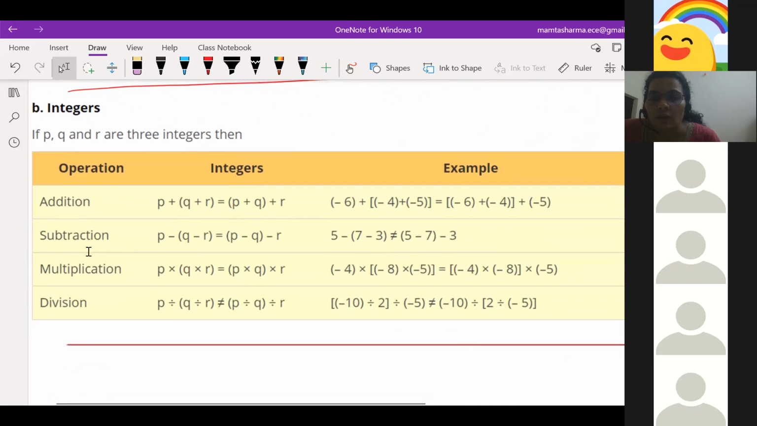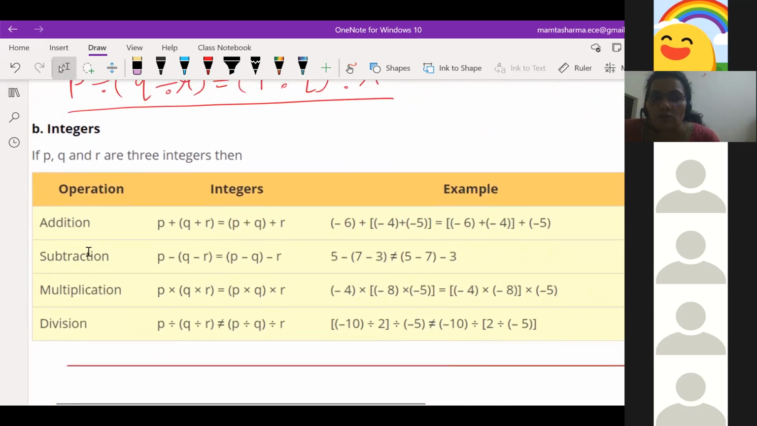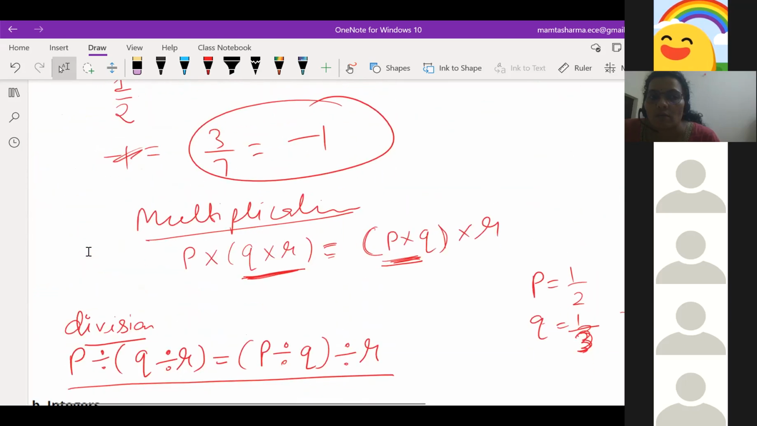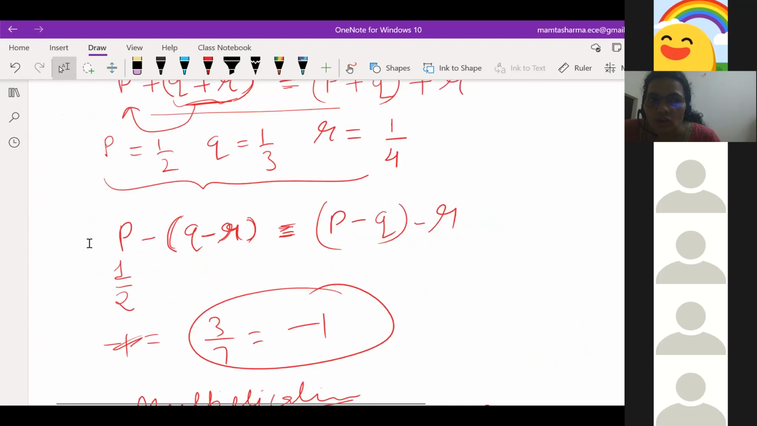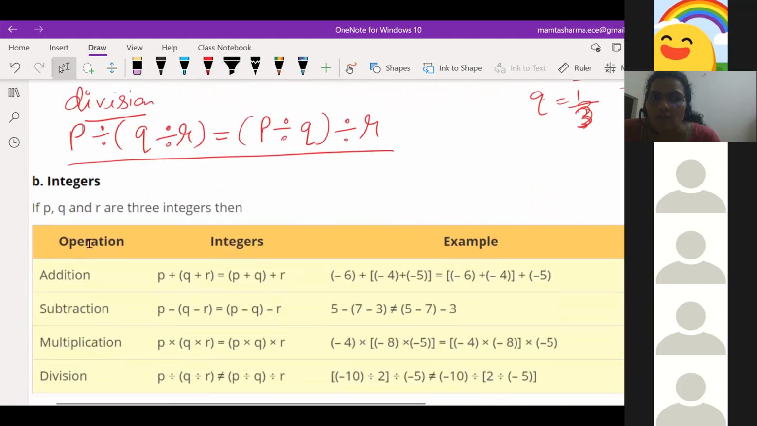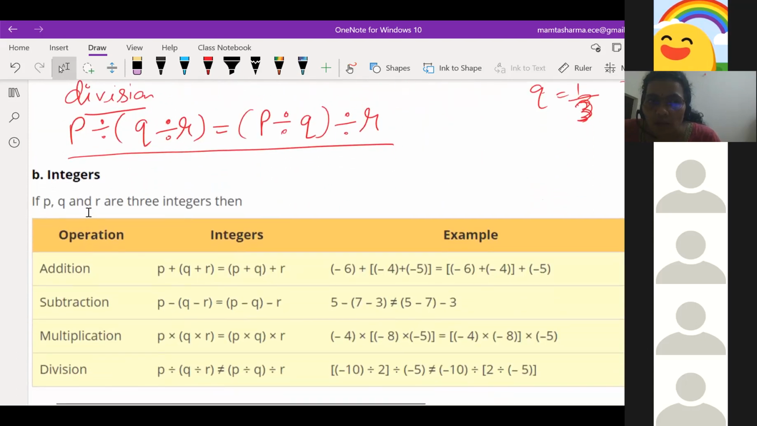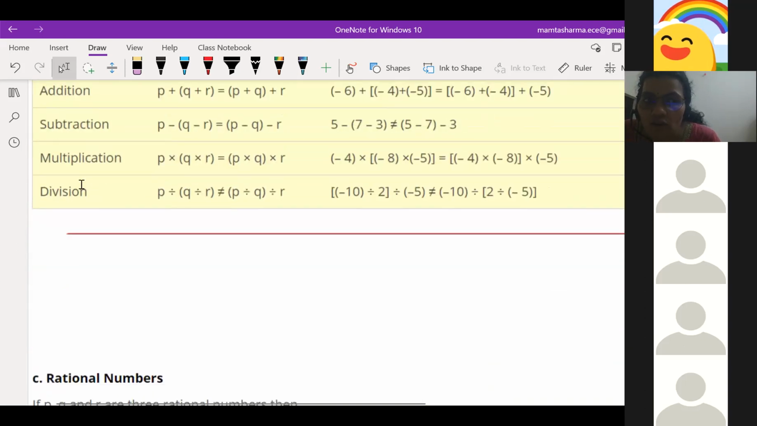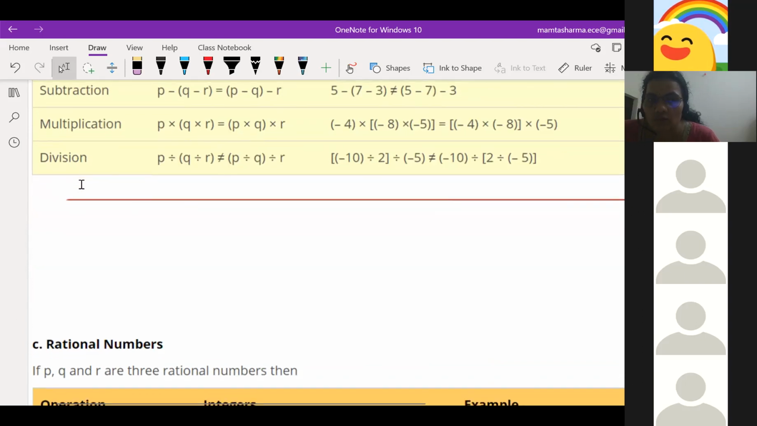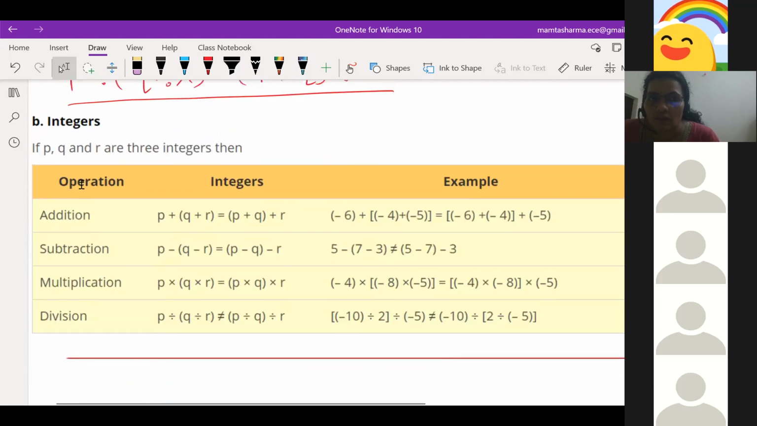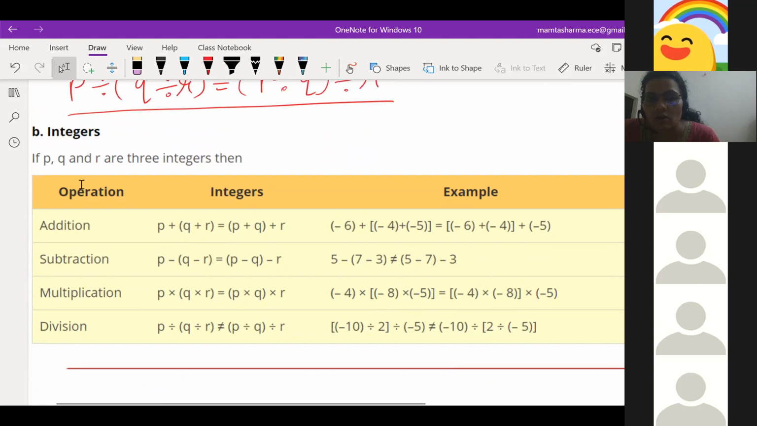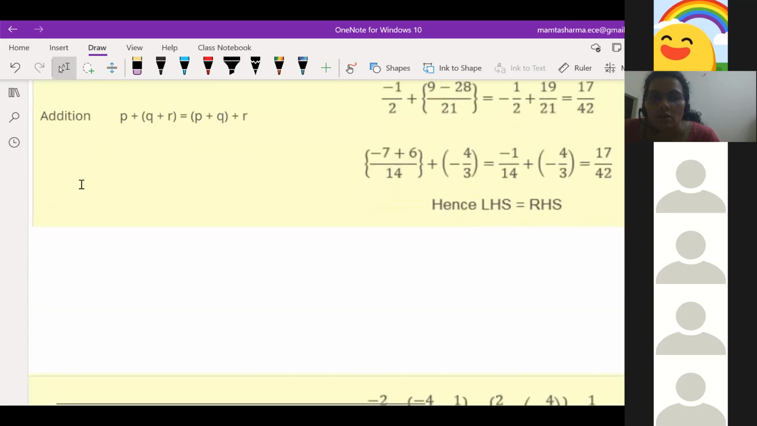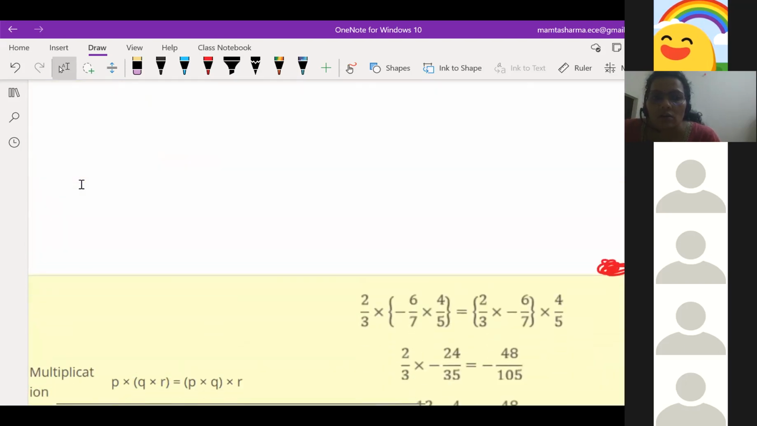Yes, ma'am. Sorry, ma'am, can you repeat again? As a homework, you have to check whether this associative property is true for integer numbers or not. It is true for the whole number or not. Okay, ma'am. Now we will go next.